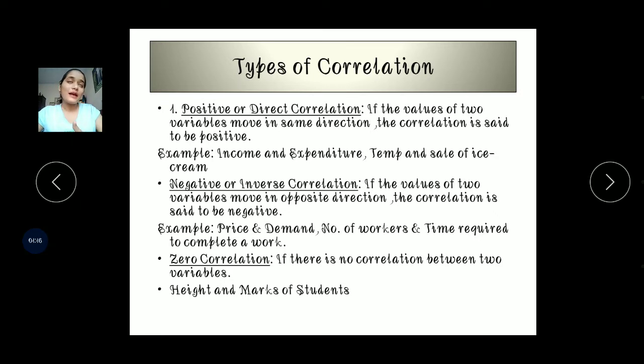Another example is temperature and sale of ice cream. The higher the temperature, the more will be the sale of ice cream. Like in summers, the sale of ice cream is more.